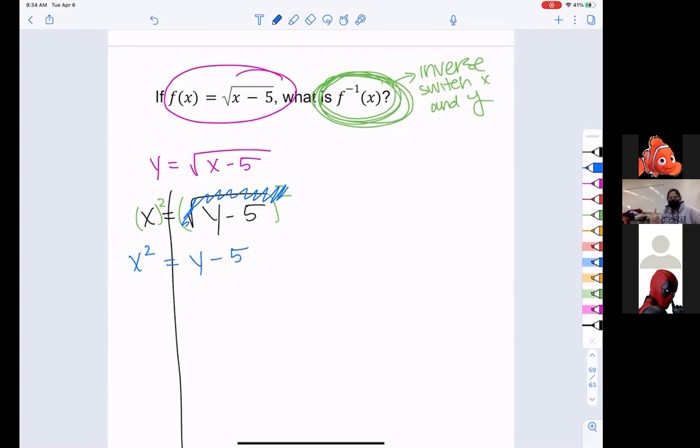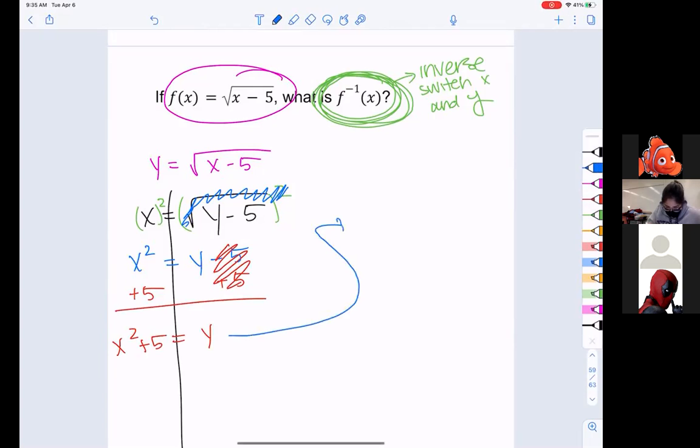Now I want to get that y by itself. Brian, what's my next step? You gotta add 5 on both sides. Very good. Add 5, add 5. This goes to 0. So you have y equals x squared plus 5. So I'm going to take it over here to write my final equation: y equals x squared plus 5.